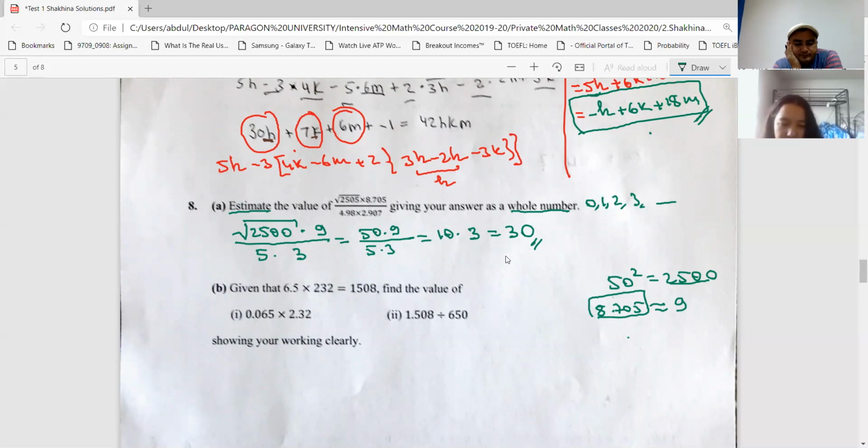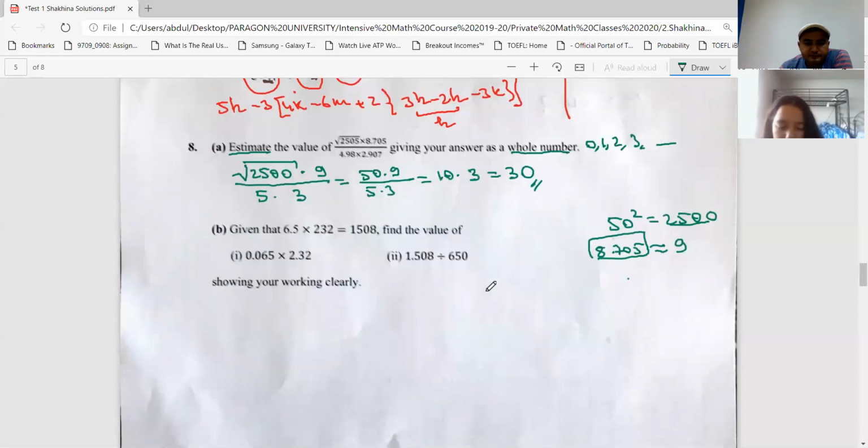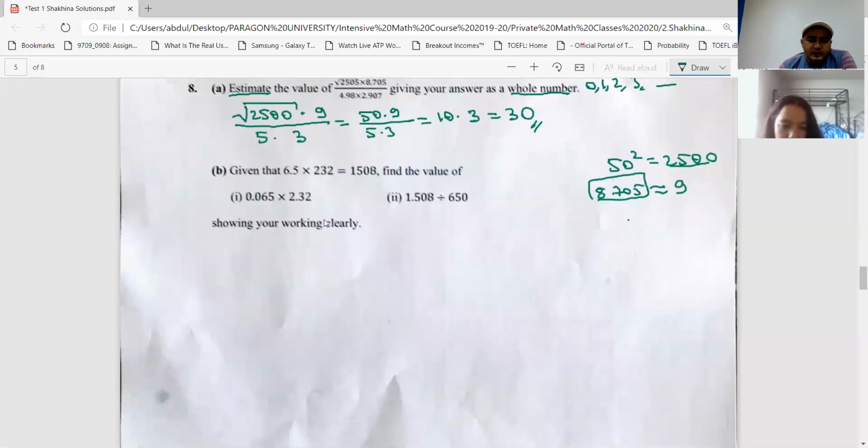Okay? Very good. Continue. Given that 6.5 times 232 equals 1,508. That is given because you need to do everything here without using your calculator. And we need to evaluate this one. How can I do that? It's not about shifting the decimal points.